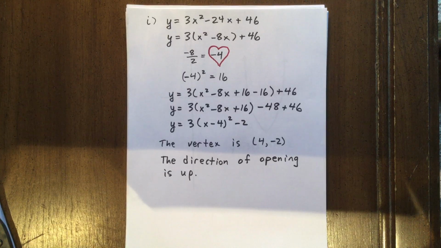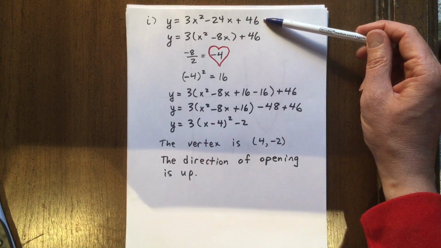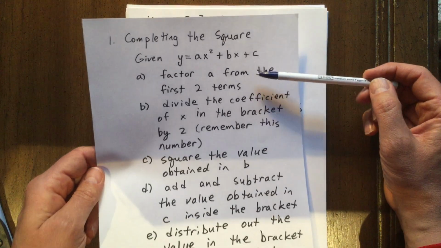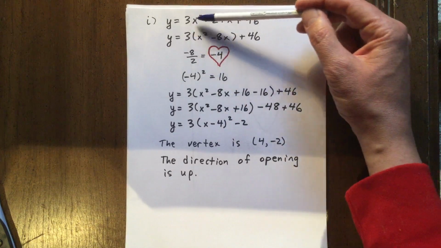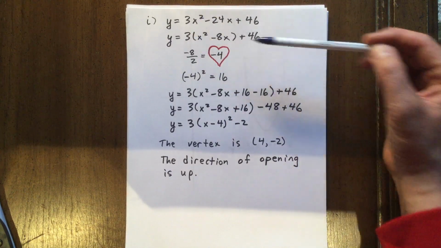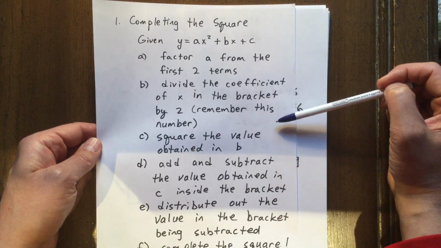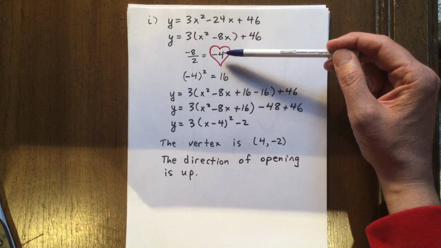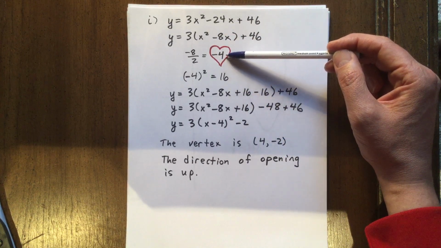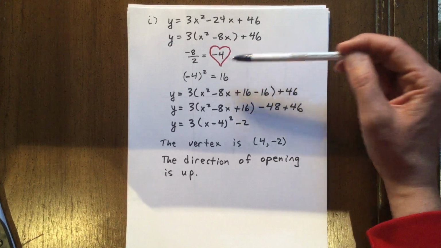Starting with the first one, we have y equals 3x squared minus 24x plus 46. The first step is to factor a from the first 2 terms, so we factor 3 out of the first 2 terms. The second step is to divide the coefficient of x in the bracket by 2, and then remember that number. The coefficient of x in the bracket is negative 8. We divide it by 2, and the result is negative 4. We want to make a point of remembering that number. I put it in a heart.